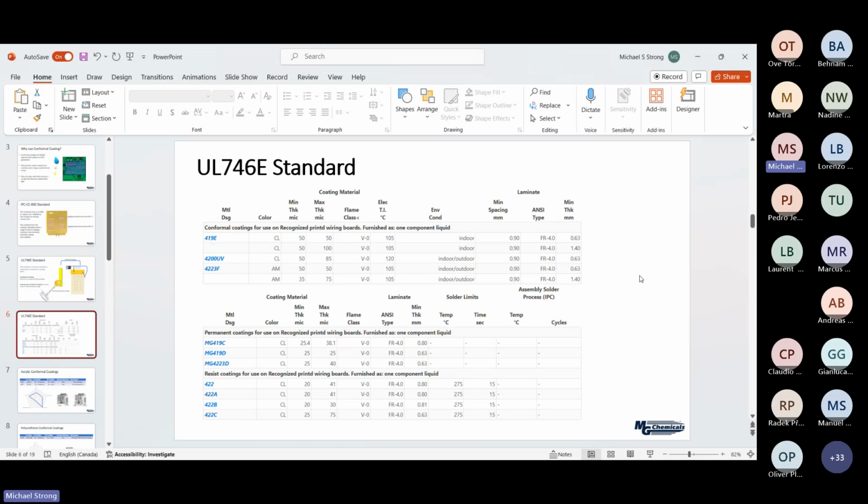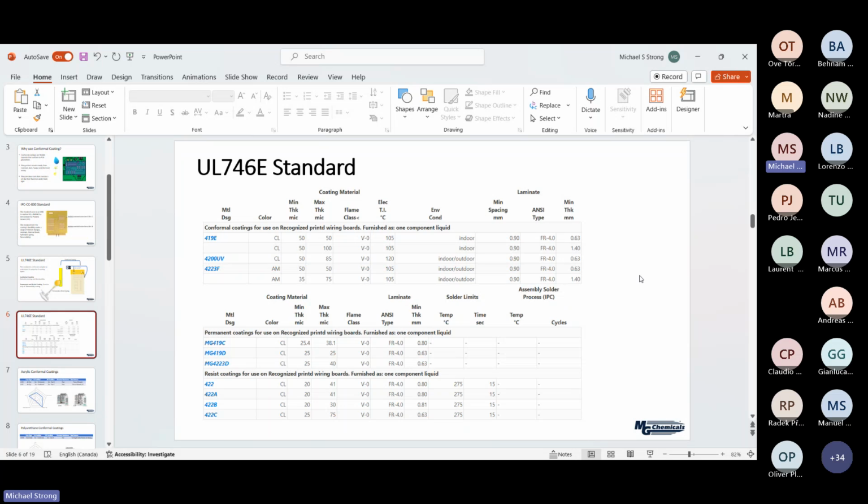So if we now pull up our UL page for MG Chemicals, you'll see that we do in fact have coatings qualified to all three different designations. So the 419E is an acrylic conformal coating that's qualified as a conformal coating. 4200 UV is a UV curable coating, and the 223F is a one-part polyurethane conformal coating. So these are the three options we have that are qualified to the UL standard as conformal coatings.